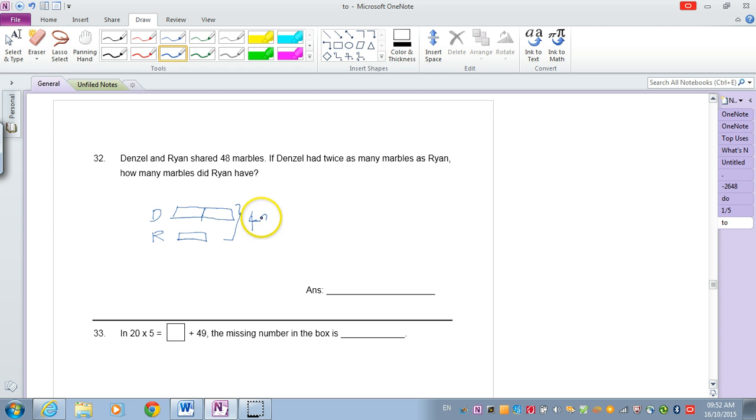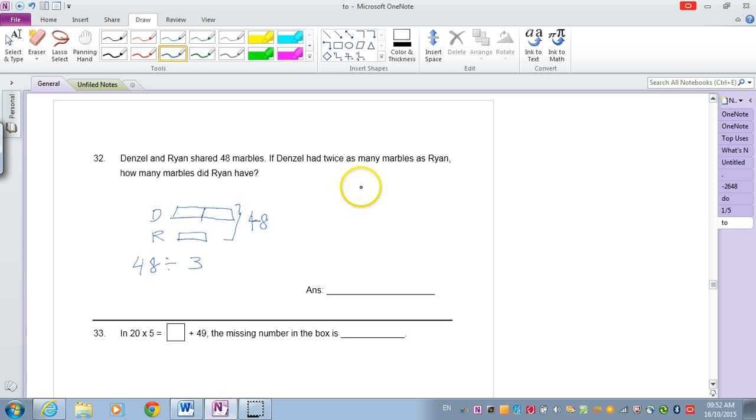So if you look at the units, the bar model that you have drawn, you can tell that these 3 units give you 48. So how do we find out what is 1 unit? We have to do 48 divided by 3, because 3 units give you 48. So what is 1 unit?